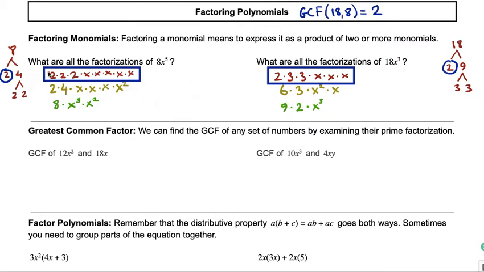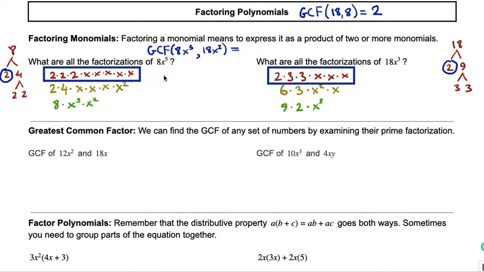So likewise, we can look through our complete factorization to find out what the greatest common factor is of 8x to the 5th power and 18x to the 3rd power. What is the greatest common factor of those two?